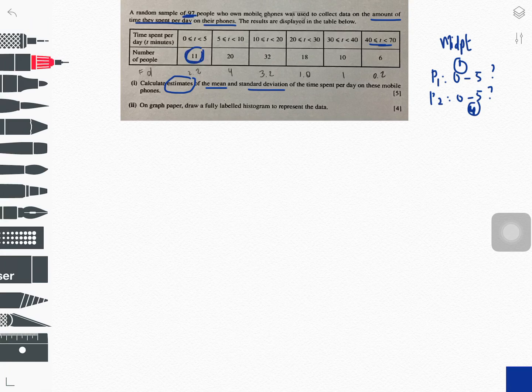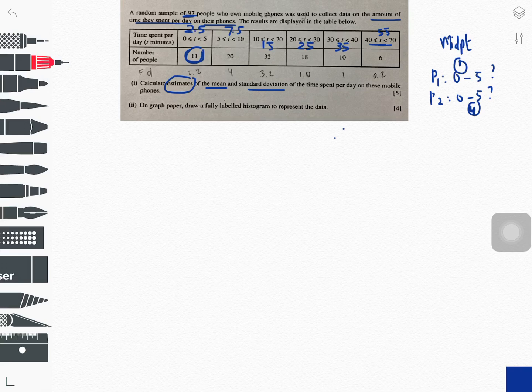So what is my middle point here? 2.5. Here going to be 7.5, 15, 25, 35, what is that, 55? Okay, how to find the middle value? Just add them both, divide by 2. Okay, now I got this.